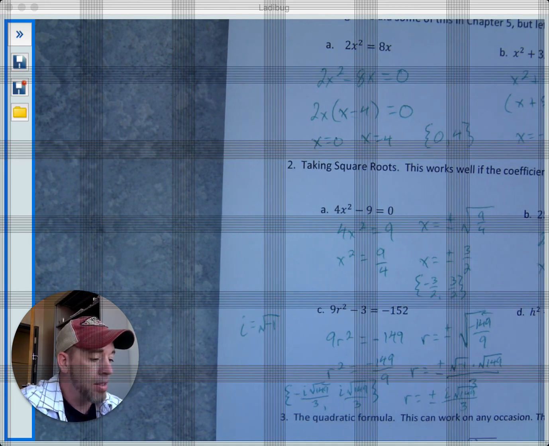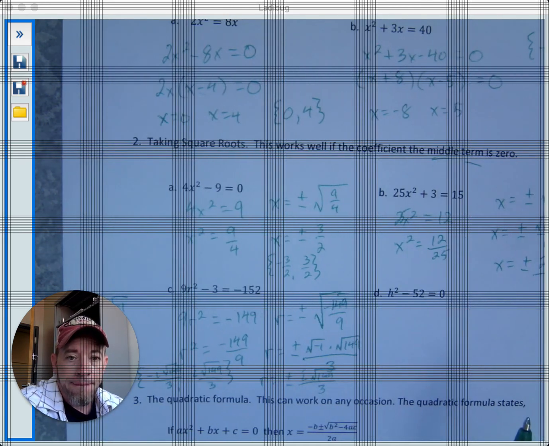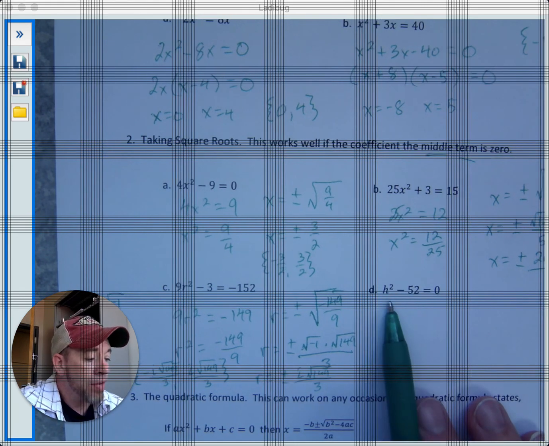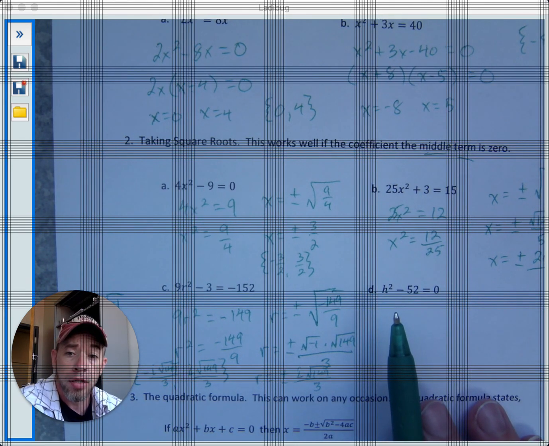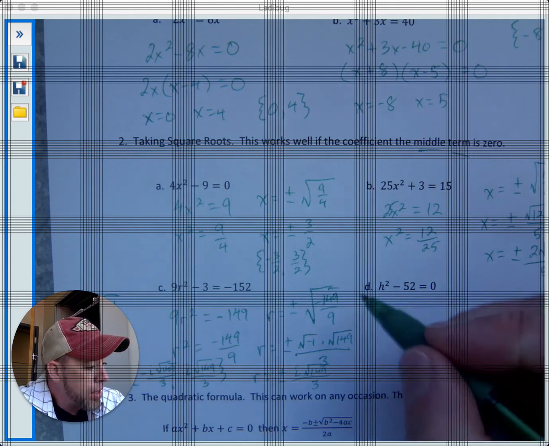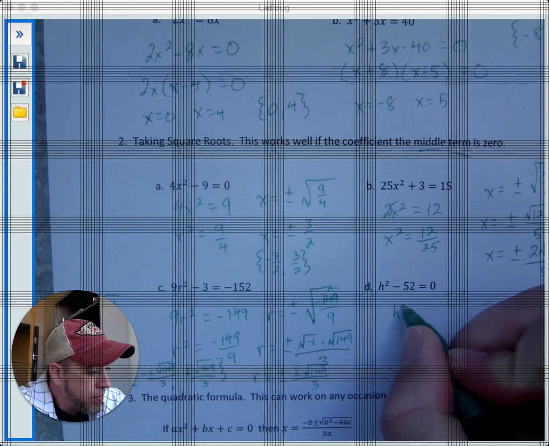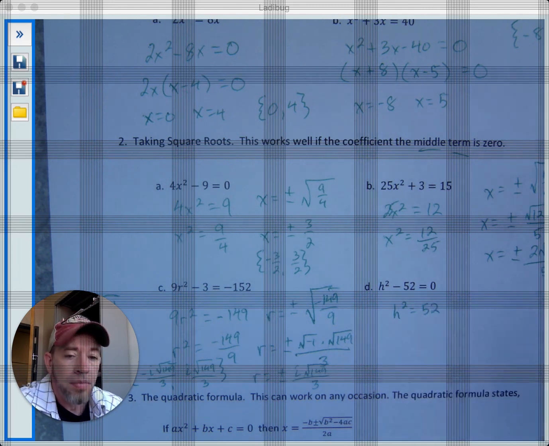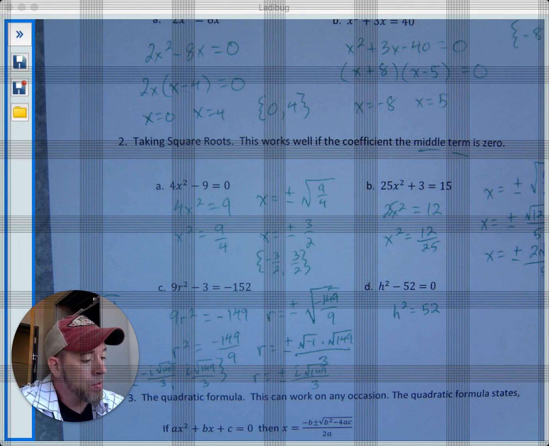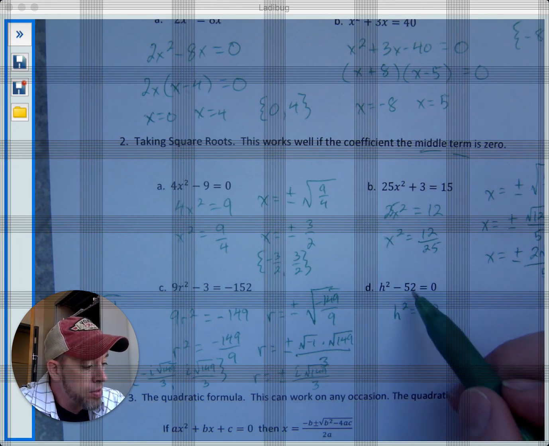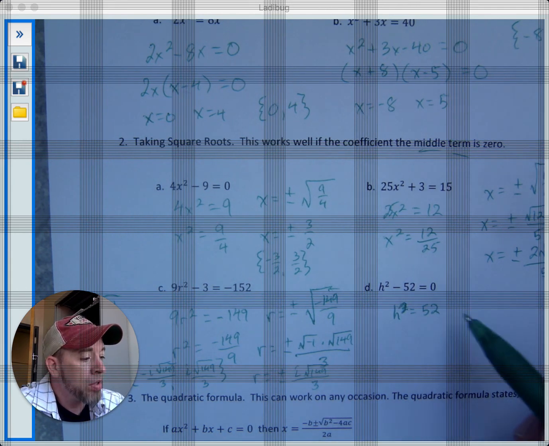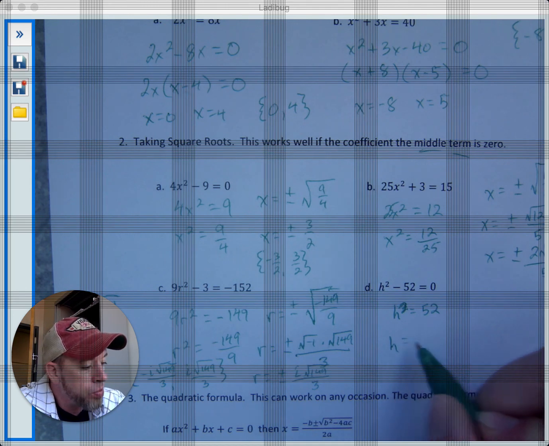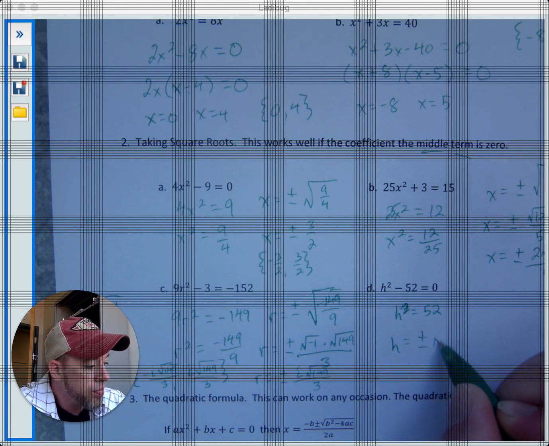Let's look at another one of these. We have two terms. Notice there is an h squared, but there's no h. So that tells us we could use this square root method. We're going to add 52 to both sides. And then we're going to take the square root, right? And we have to remember, if we have something squared equals a number, we have to do plus or minus. So h is equal to plus or minus the square root of 52.